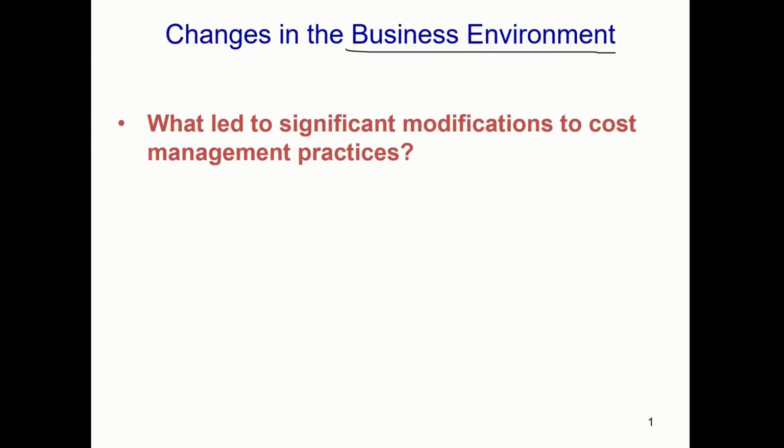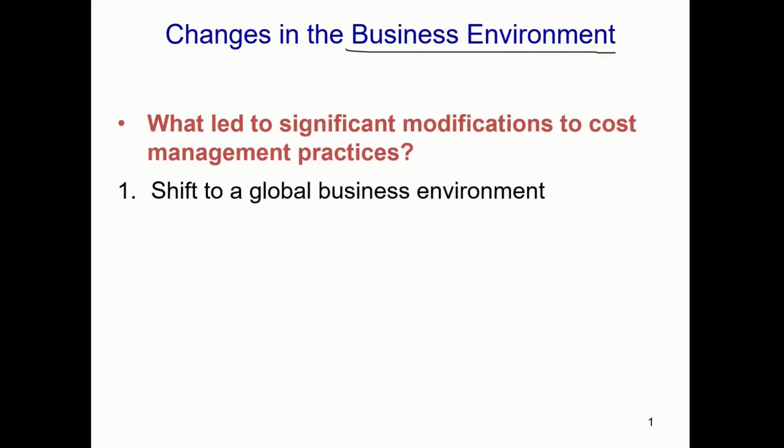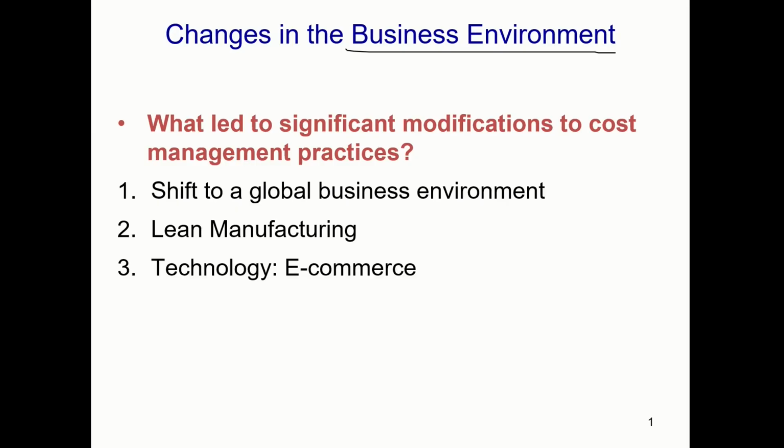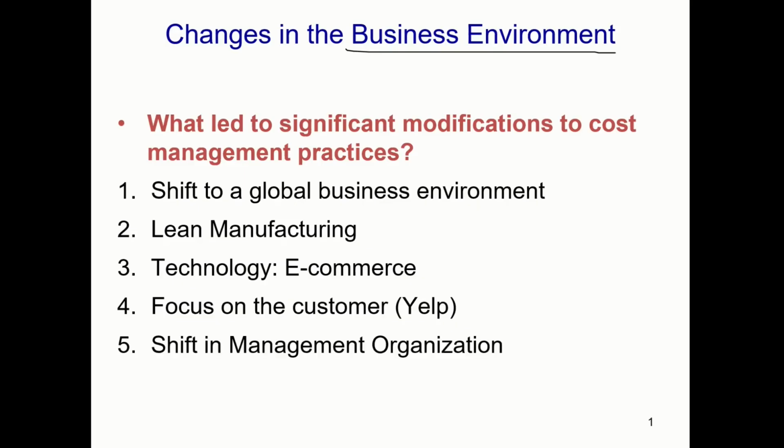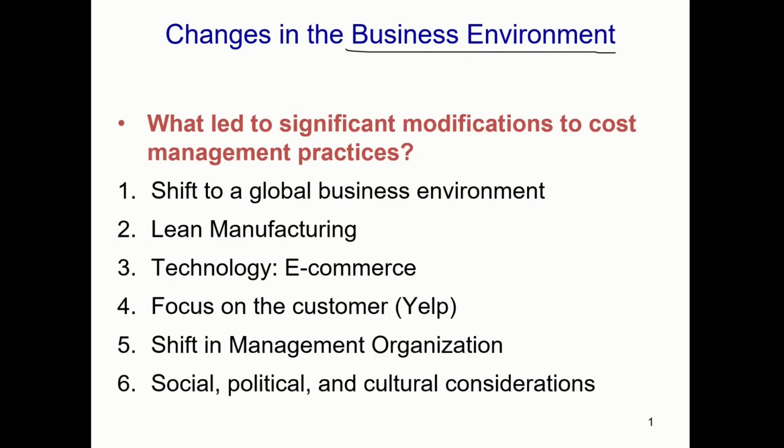So, we're going to look at specifically 6 factors that influence the cost management practices over the years. The first one is going to be shift to global business environment, lean manufacturing, technology, and specifically we're going to focus on e-commerce, focus on the customer now, and the shift in management organization, social, political, and cultural organization. Once again, every time you have a list, if you follow my lectures, I go over this list and I break each one of them into details.